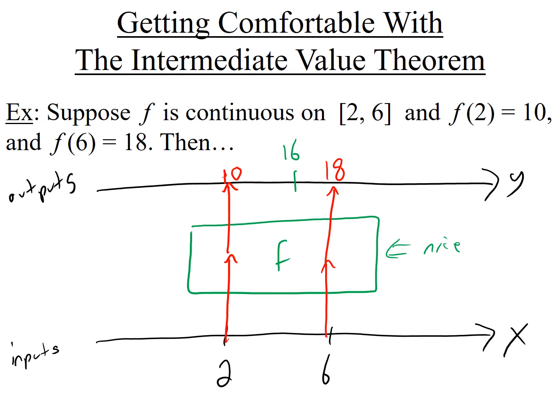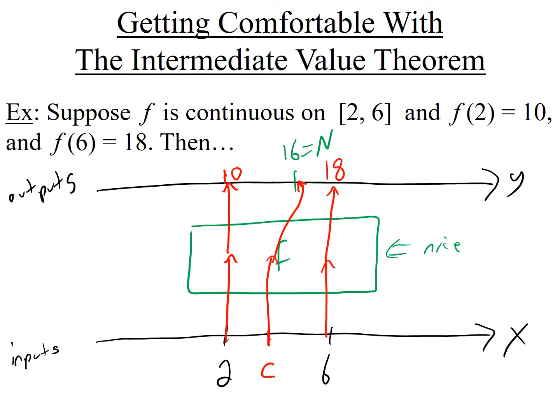And this output, by the way, is going to be called n in the theorem. So that n has to be between 10 and 18. The theorem says there's a number down here. Now I don't know what it is, but there's some number down here. We're going to call it c. That if you plug it into the function, you get 16.